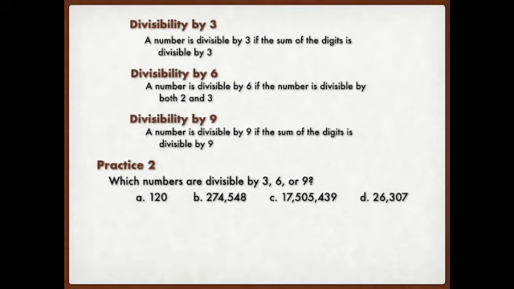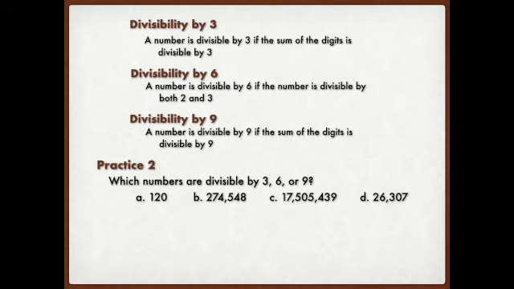Now let's focus on the rule for divisibility by 9. A number is divisible by 9 if the sum of the digits, we're adding these numbers again, is divisible by 9. So 1 plus 2 plus 0 equals 3. Is it divisible by 9? No, it's too small. Okay, but let's go ahead and do letter B.